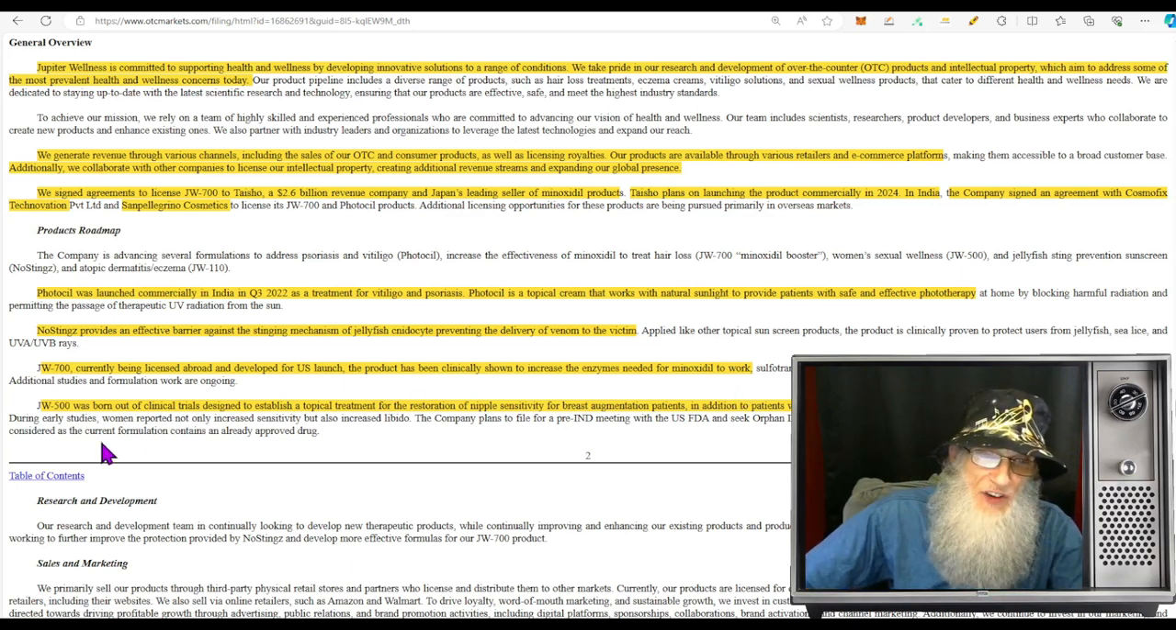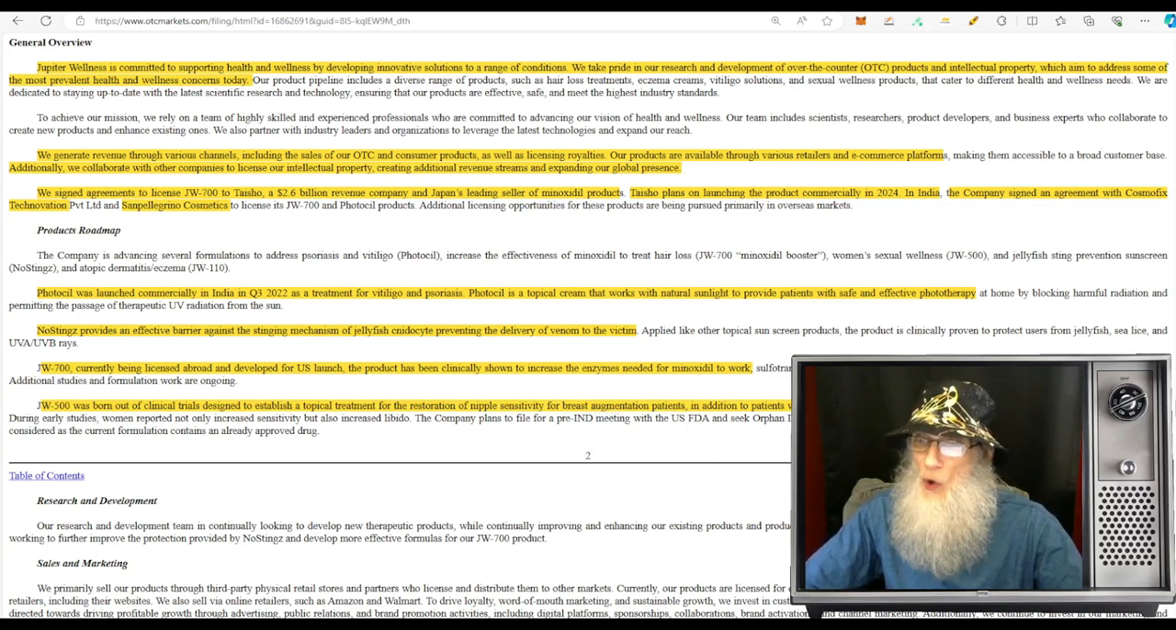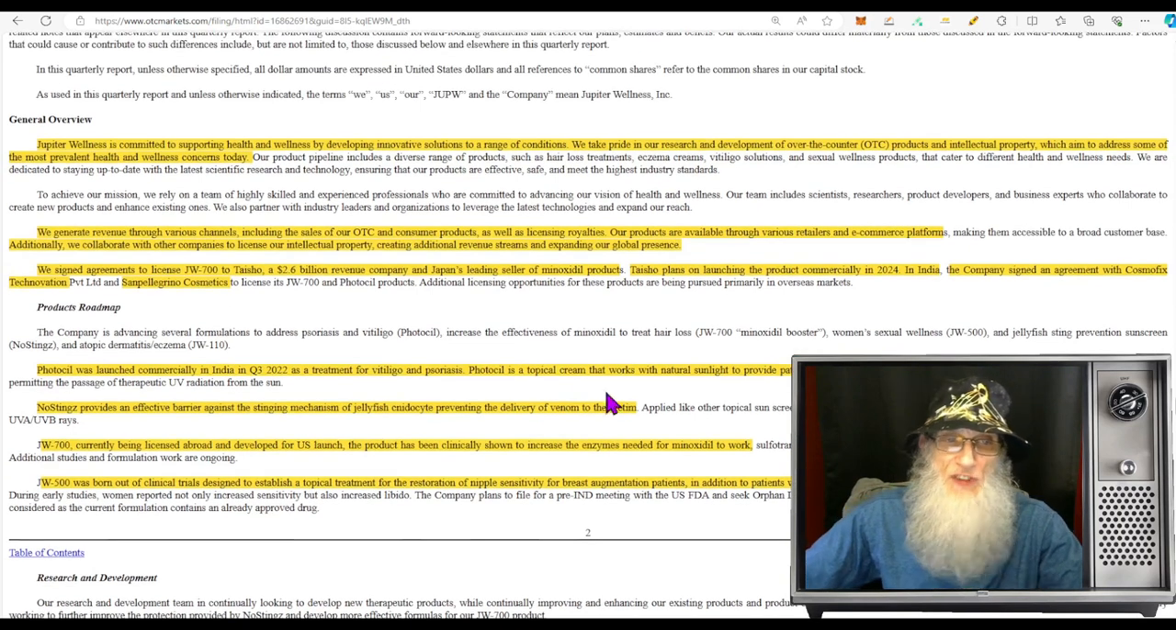And the last product, JW500, was born out of clinical trials to establish a topical treatment for the restoration of nipple sensitivity for breast augmentation patients, in addition to patients who had undergone chemotherapy or lumpectomy surgery following a cancer diagnosis. Now they give us a little more information up here.